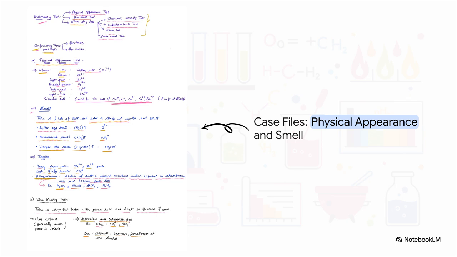And the smell is a dead giveaway, even if it's occasionally a pretty unpleasant one in the lab. An ammoniacal smell points straight to ammonium, while a sharp vinegar scent screams acetate. Without mixing a single drop of acid, we already have some incredibly strong leads.